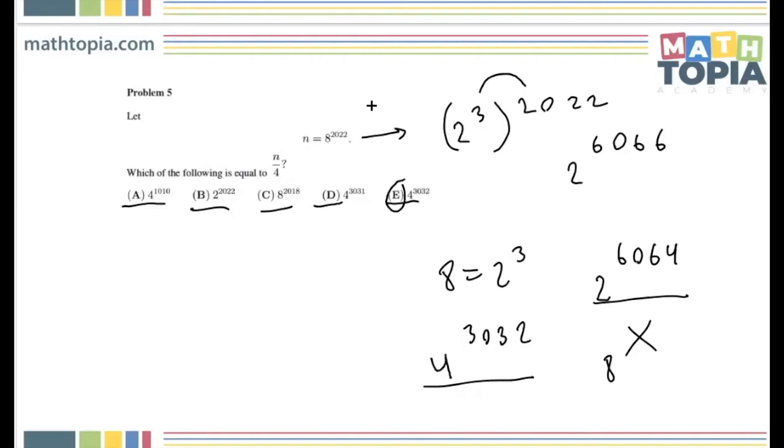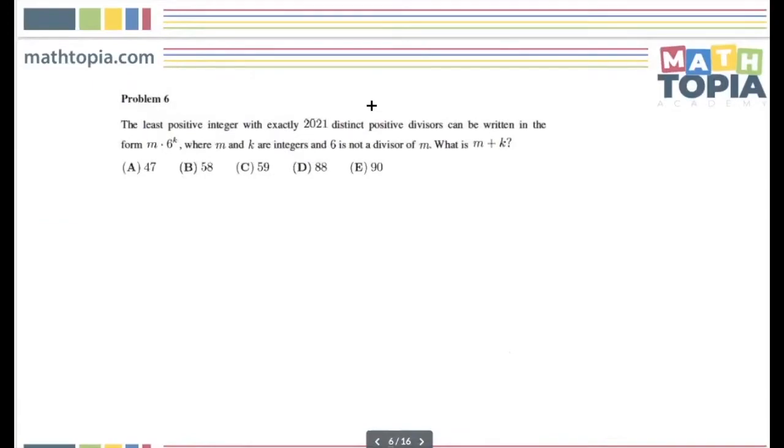All right. Problem 6. The least positive integer with exactly 2021 distinct positive divisors can be written in the form m times 6 to the power of k. And it's asking, what is m plus k?